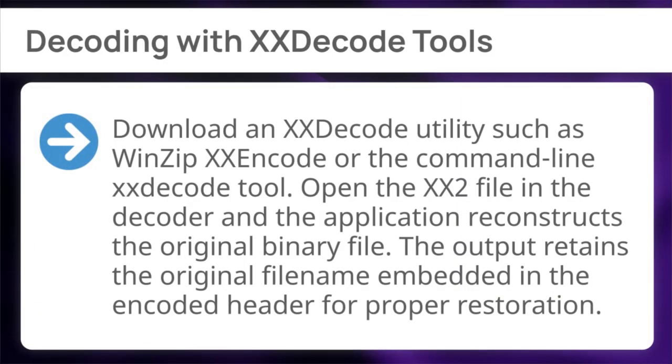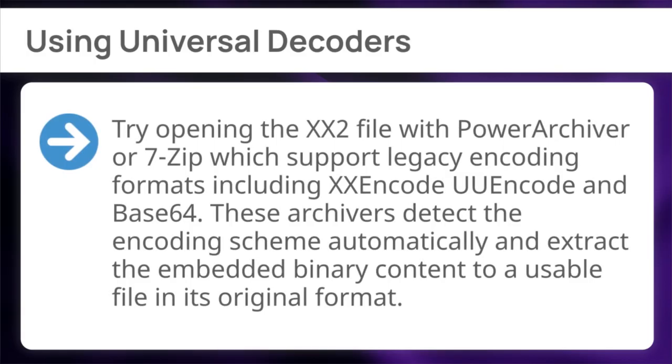Download an XXDecode utility such as WinZip XXEncode or the command line XXDecode tool. Open the XX2 file in the decoder, and the application reconstructs the original binary file. The output retains the original file name embedded in the encoded header for proper restoration. Next, using universal decoders, try opening the XX2 file with PowerArchiver or 7-zip, which support legacy encoding formats including XXEncode, UUEncode and Base64.